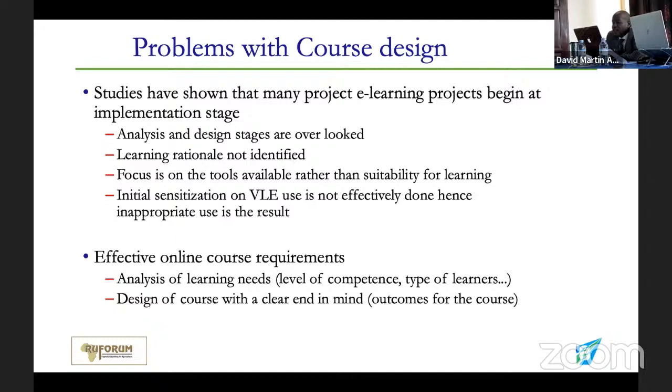Then you need to design the course with clear end in mind. What is the outcome for this course? What do you expect out of it? So this has to be in your mind as you design this course.